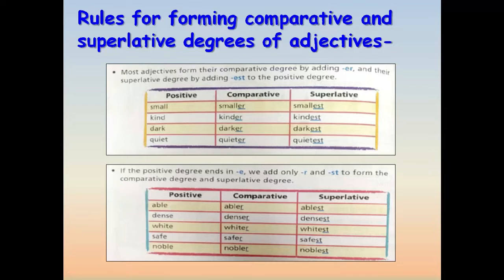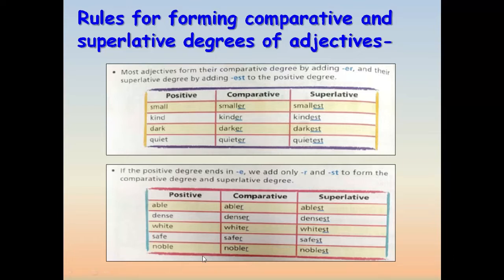We will only add R for making it comparative and we will add only ST to make it superlative. Why? Because the word already has an E at the end. Did you understand? Because the word is already ending with an E, we will not add another E. We will just add R or ST, depending on whether we are making it comparative or superlative. These two are the simple rules.